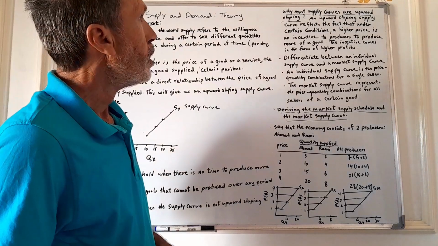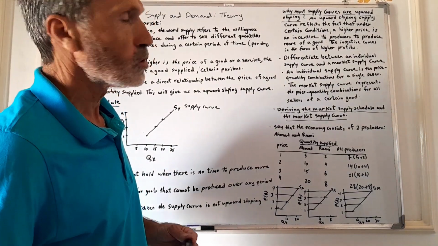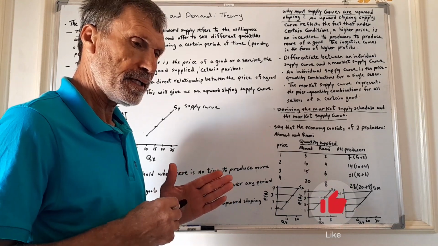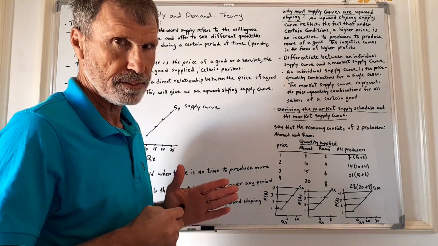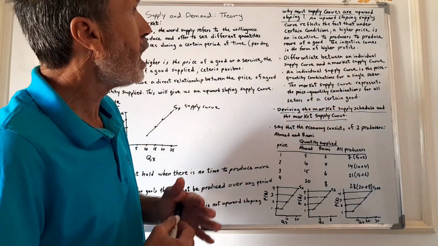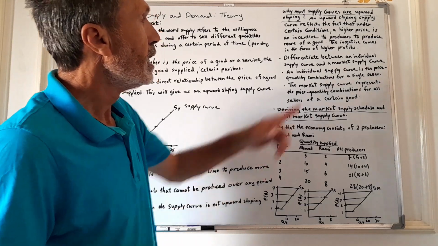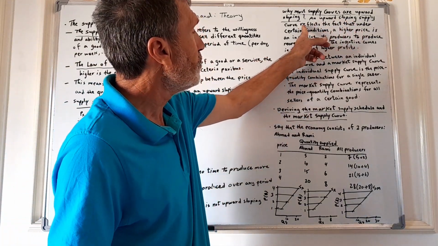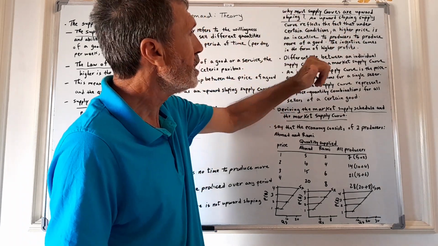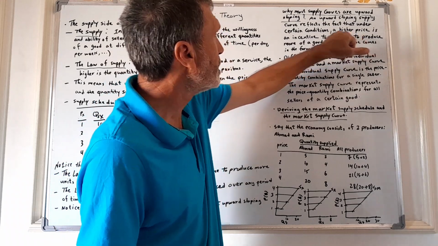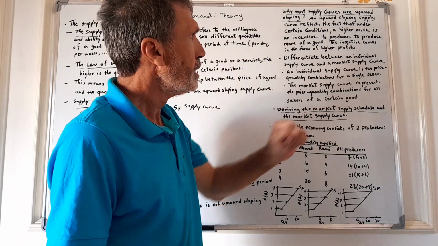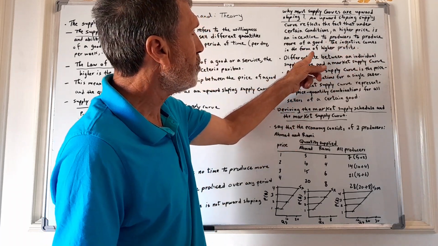Okay? Now, why are most supply curves upward sloping? Remember that, you already said that the supply curve is upward sloping. The demand curve is downward sloping. Now, the question is why are most supply curves upward sloping? An upward sloping supply curve reflects the fact that under certain conditions, and we're going to see what those conditions are, a higher price is an incentive to producers to produce more of a good. The incentive comes in the form of higher profits.